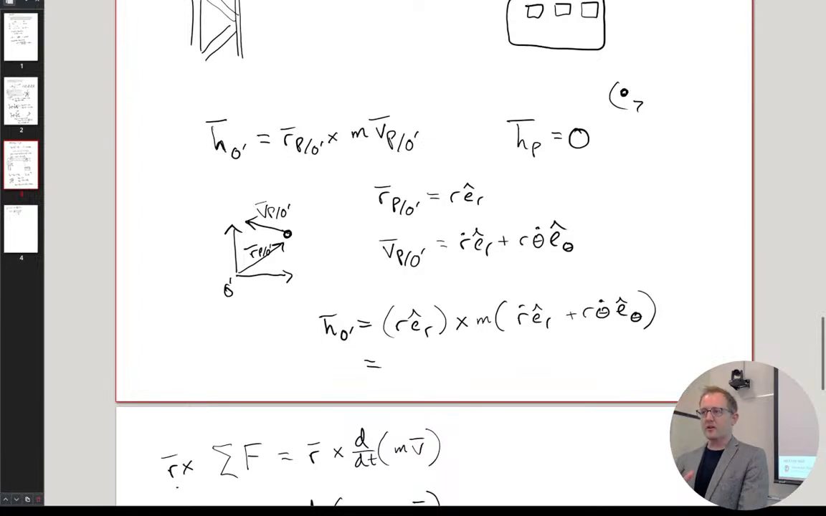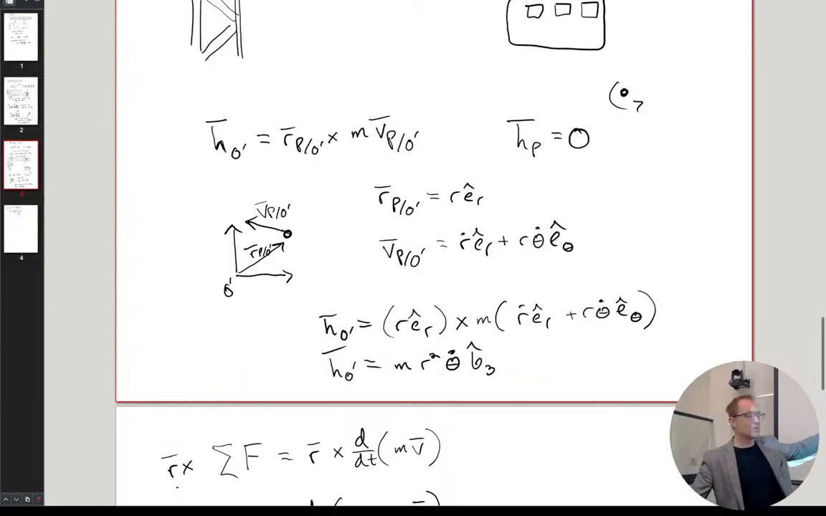What's ER crossed with ER? 0. So those first, that R times R dot, that whole term goes to 0. What about ER crossed with E theta? What do we come up with there? Yeah, B3, so it's coming up out of the page. So I have M R squared theta dot in that B3 direction.